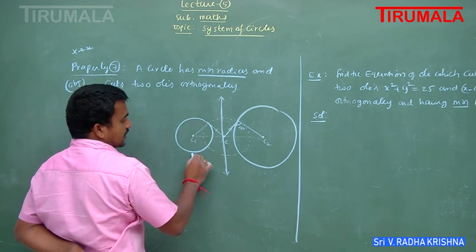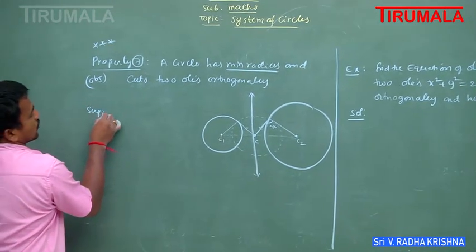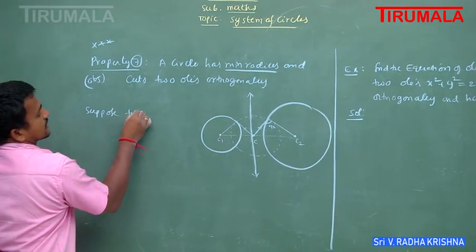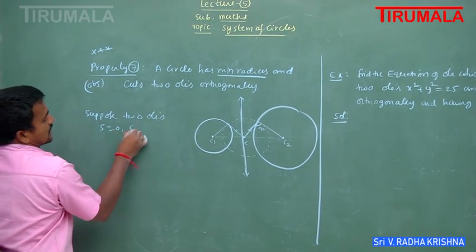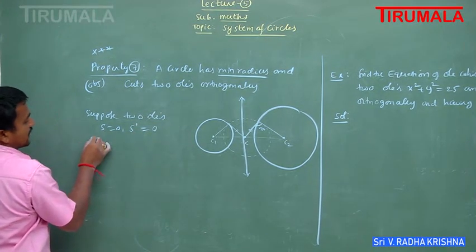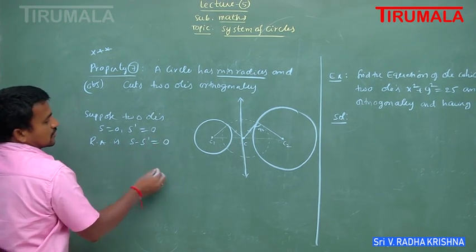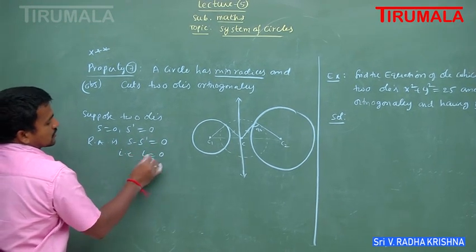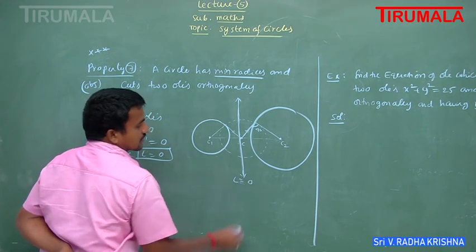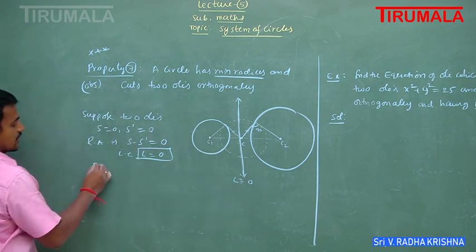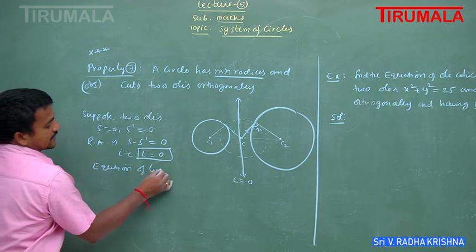So here only two circles are given. Suppose the two circles are S equal to 0 and S dash equal to 0. First we find the radical axis. The radical axis is S minus S dash equal to 0. Suppose L equal to 0 is called the radical axis. First we find the radical axis equation L equal to 0. Next, find the equation of the line joining the centers.